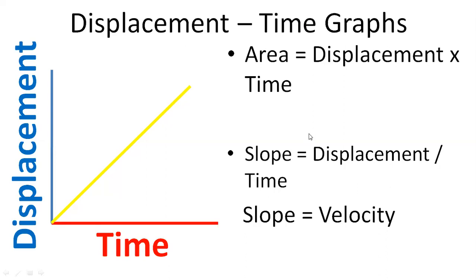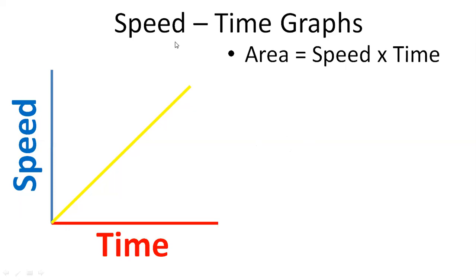Okay. So next graph which we are going to see is speed time graphs. Time we are going to keep as it is, but we are going to change that displacement with speed. So the new graph on your screen is speed versus time. Area of this graph is speed into time, obviously because y value with x value multiplication.